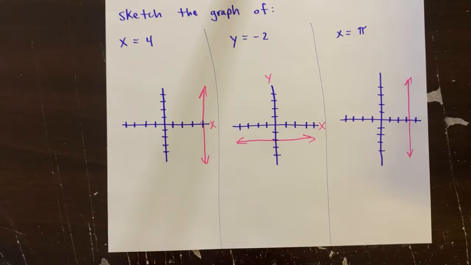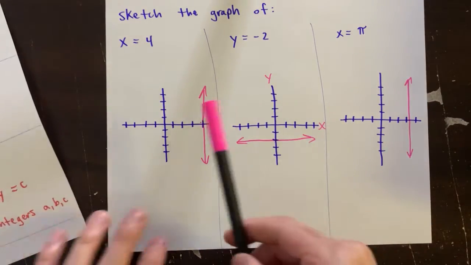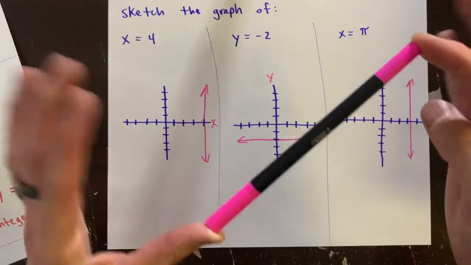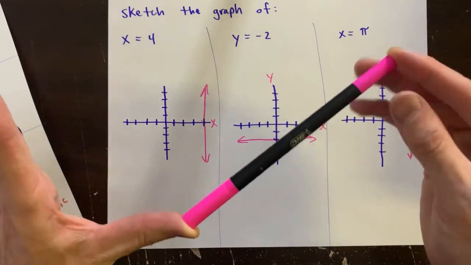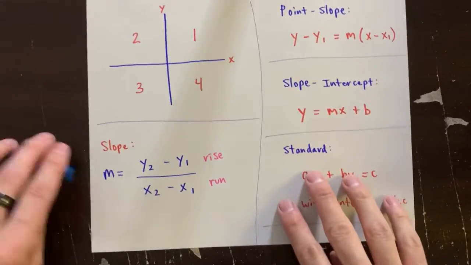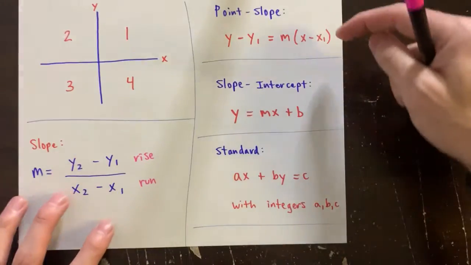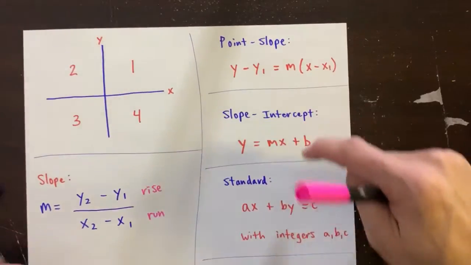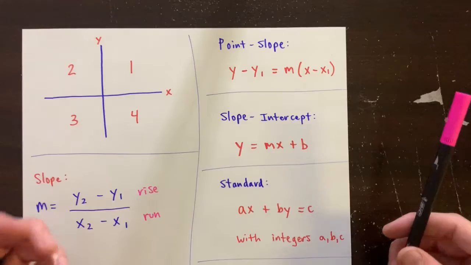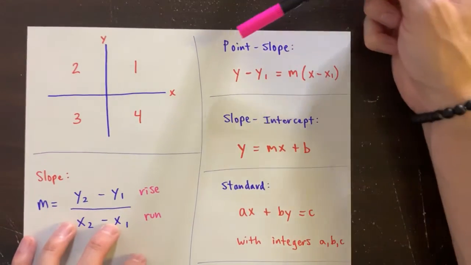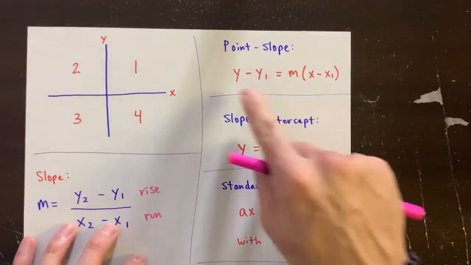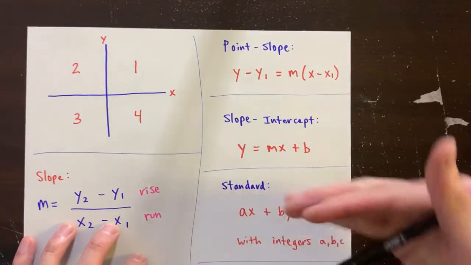But of course, this gets more interesting when you have lines that are not either horizontal or vertical, but rather when you have lines that have a more interesting slope, either like that or something like this. And for that, we need some equations. You see, these are the 3 most commonly used versions for writing the equations of a line. The equation of a line could look like point slope, slope intercept, or standard form. This is what those forms look like.